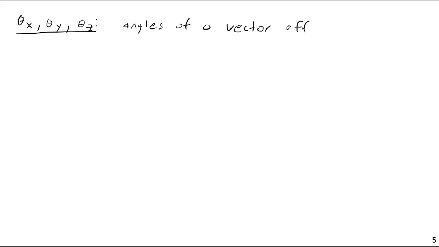Okay. So let me define our principal angles: theta x, theta y, and theta z. These are the angles of a vector off of the principal axes, or the cardinal directions, whatever you want to call them.